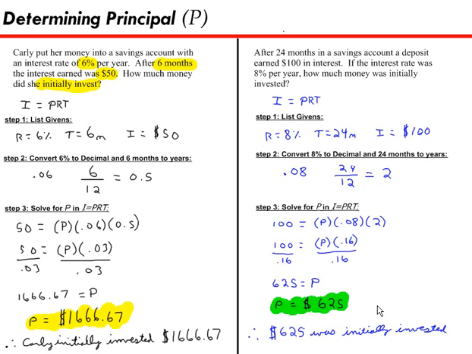And here's your solution. The principal was found to be $625, found by first in step 1 listing our givens, then in step 2 converting our percent to decimal and our months into years, and finally we plug in our values for I, R, and T and solve for P. The principal is $625.